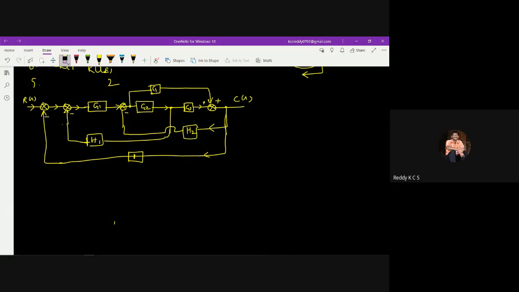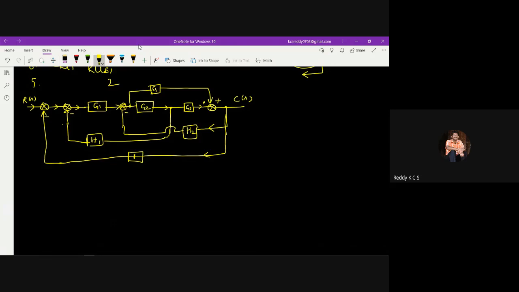But if I do some minor changes with the four operations rules, then I can make G2 and G3 become series. Say for example, G2 and G3 will become in series when I take the takeoff point shifting towards the left. When you take a point shifting before the block, the same block gain value will be added in series with this signal.